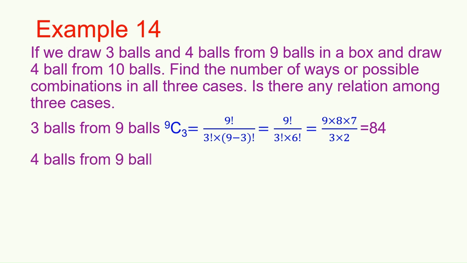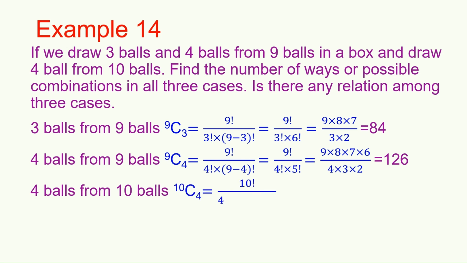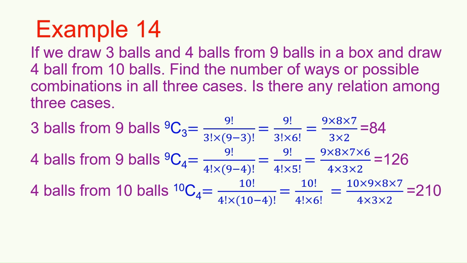Number of combinations for 4 balls from 9 balls: 9C4 equals factorial 9 divided by factorial 4 divided by factorial 9 minus 4, equals 9 times 8 times 7 times 6 divided by 4 by 3 by 2, equals 126. Number of combinations for 4 balls from 10 balls: 10C4 equals factorial 10 divided by factorial 4 divided by factorial 10 minus 4, equals 10 times 9 times 8 times 7 divided by 4 by 3 by 2, equals 210.